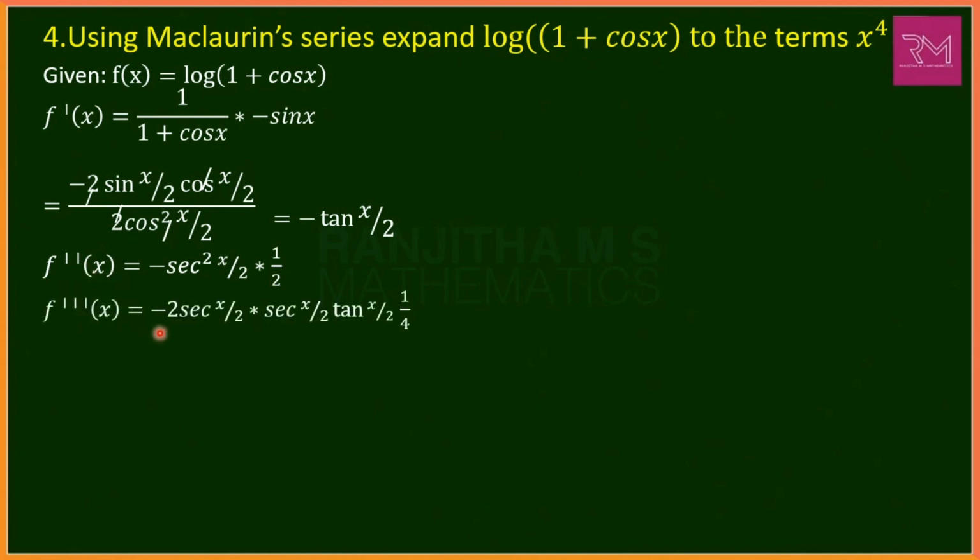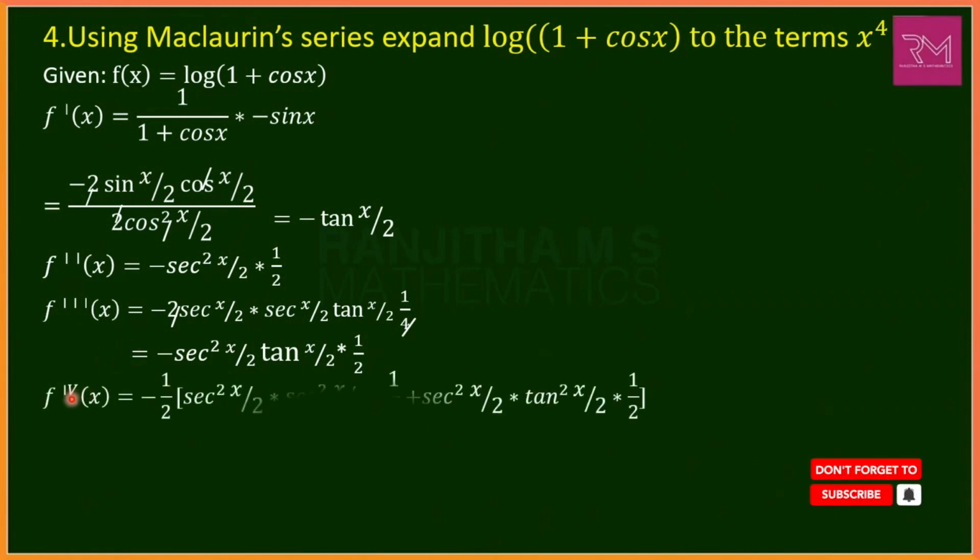Similarly, f triple dash of x is minus into 1 by 2, constant taken as it is, into the differentiation of secant square x by 2, which is 2 into secant x by 2 into, again we have to differentiate secant x by 2, that is secant x by 2 into tan x by 2 into, again we have to differentiate the x by 2 term also, hence we get 1 by 2, that is 1 by 2 into 1 by 2 is 1 by 4. Here the 2s get cancelled, and the remaining is minus secant x by 2 into secant x by 2, that is secant square x by 2 into tan x by 2. This is our f triple dash of x.